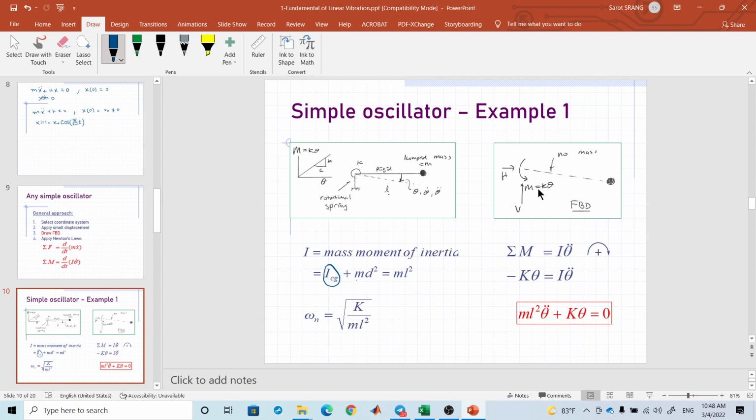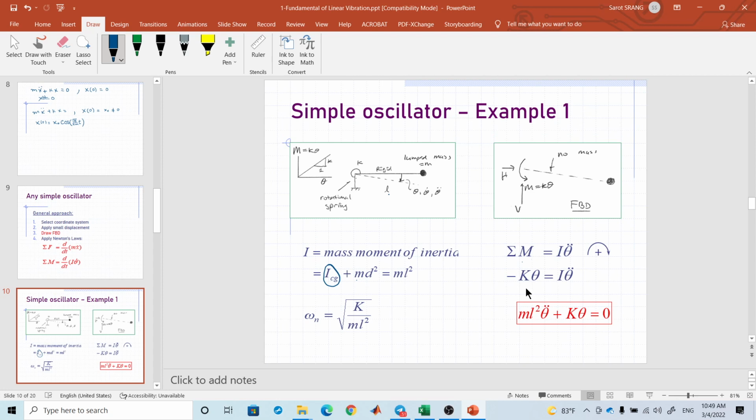Okay. So here, look at the free body diagram of this pendulum. You apply Newton's second law, but on the rotational motion. Rotational motion means the sum of all external moments, or the sum of all external torque, equals the inertia times angular acceleration. Okay. And here the external force is produced by a rotational spring.